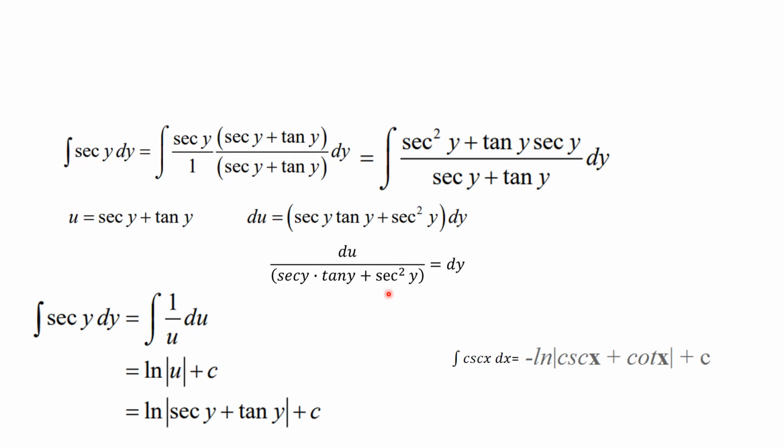Now when I do the substitution then into this equation, what will happen is this secant y tangent y plus secant squared of y in the denominator will cancel with this one in the numerator, and this is what I'm calling u. So you see, magic does happen. This ends up being the integral of 1 over u. And this is the natural logarithm of the absolute value of u plus c. And this is the natural logarithm of the absolute value of secant y plus tangent y plus c.